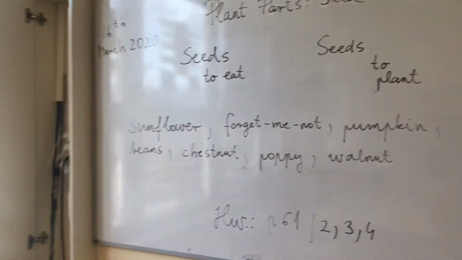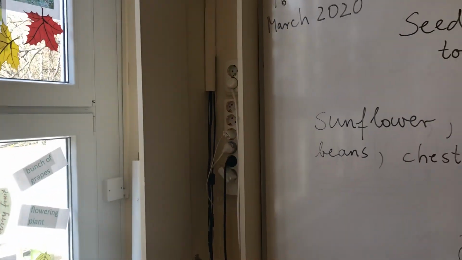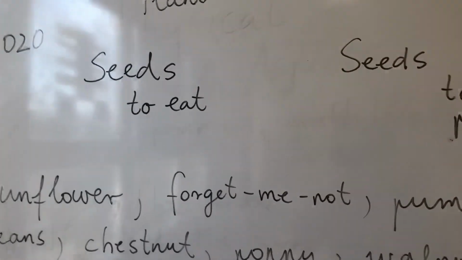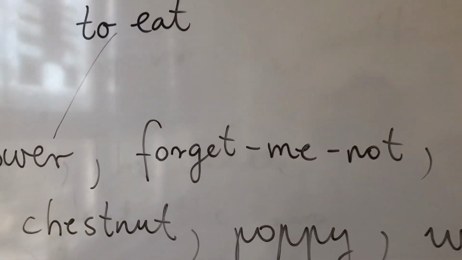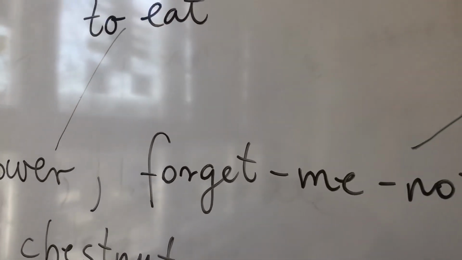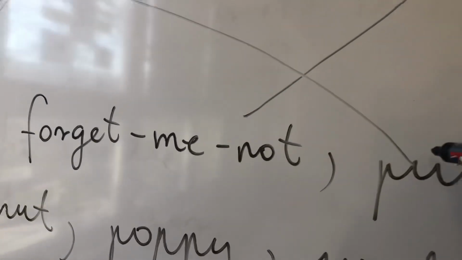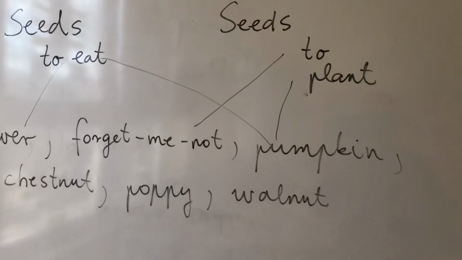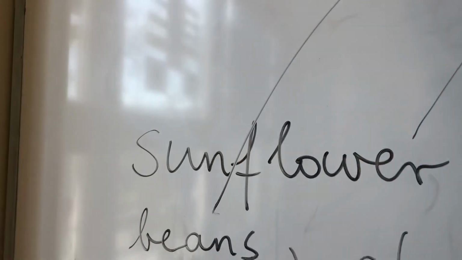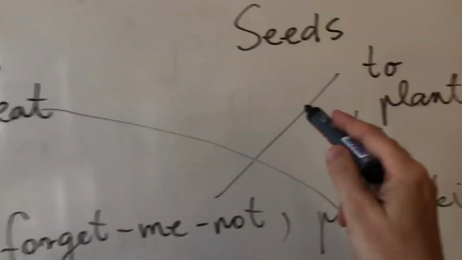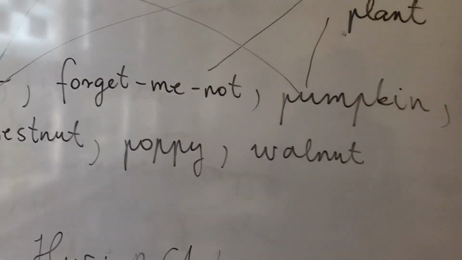Okay, now I would like to match some of these. If I find my pen somewhere here, yeah, it's there. So, which are the seeds which you can eat? Let's see. Sunflower. Definitely, many people eat that. Forget-me-nots, it's a little flower, so no, we don't eat that. We plant it. Pumpkins, we like eating those, but you also need to plant it, because we need new pumpkins next year. Beans, quite the same. You eat beans, but you also need new plants.